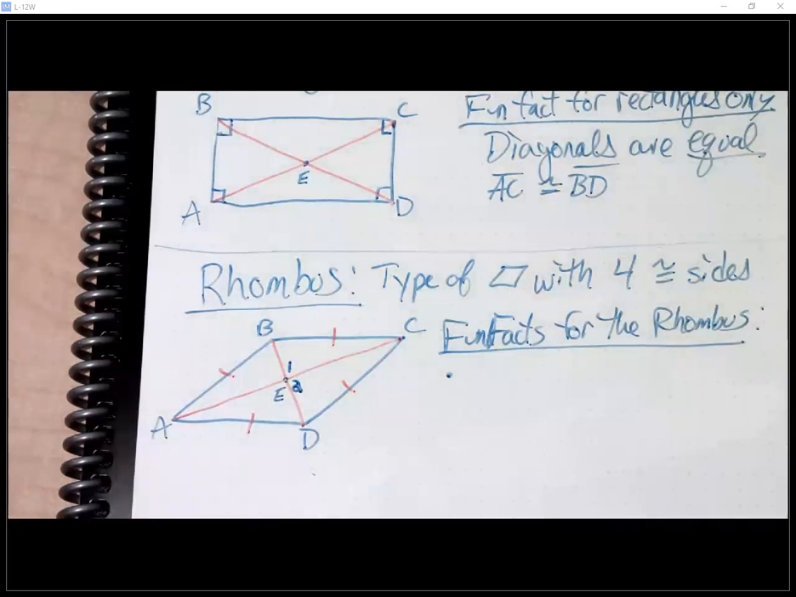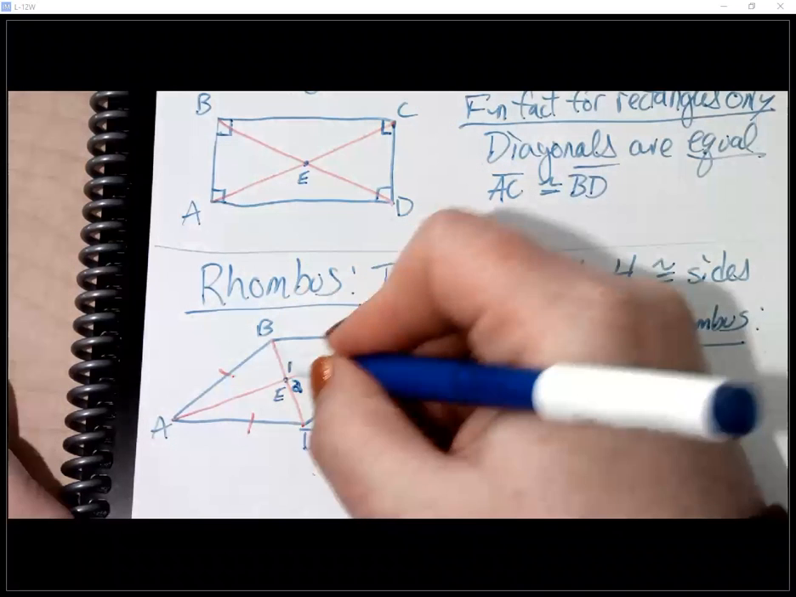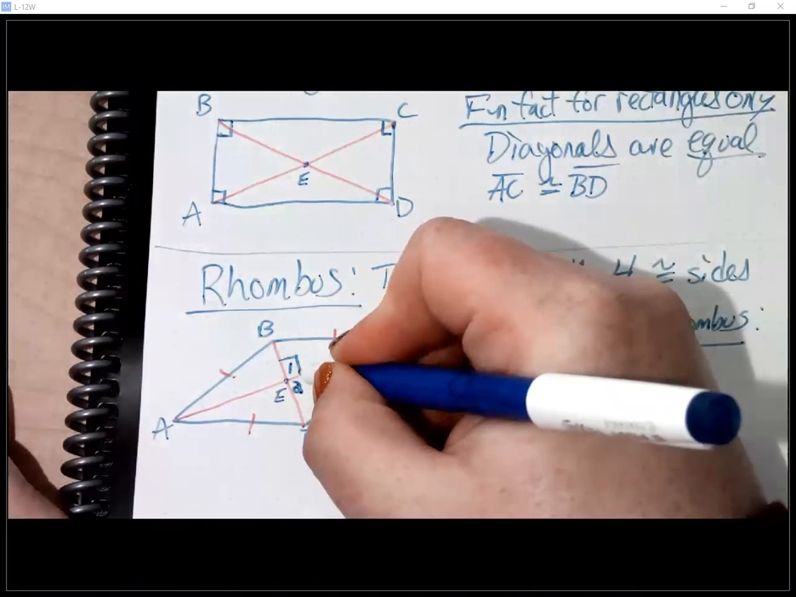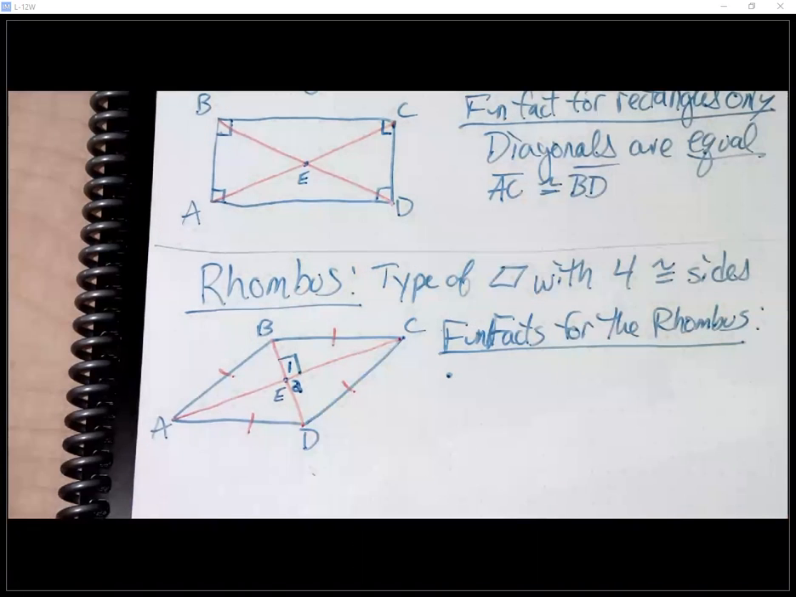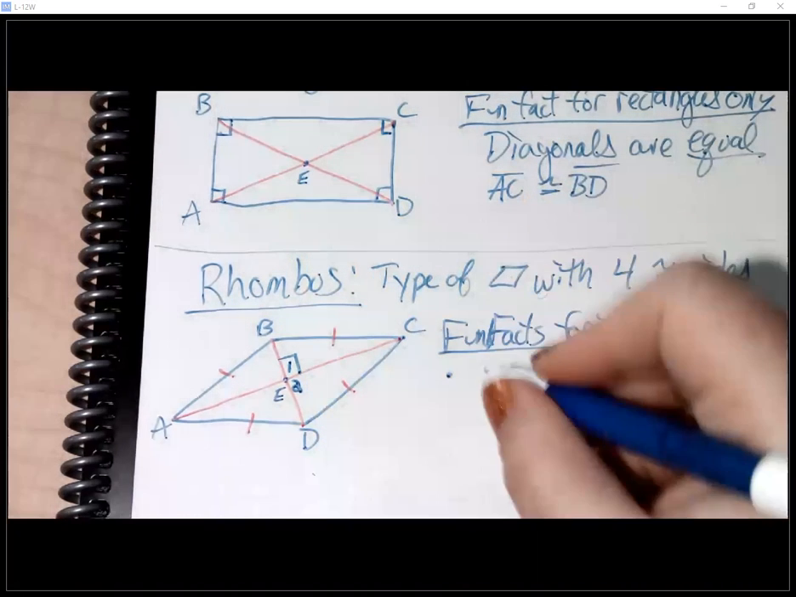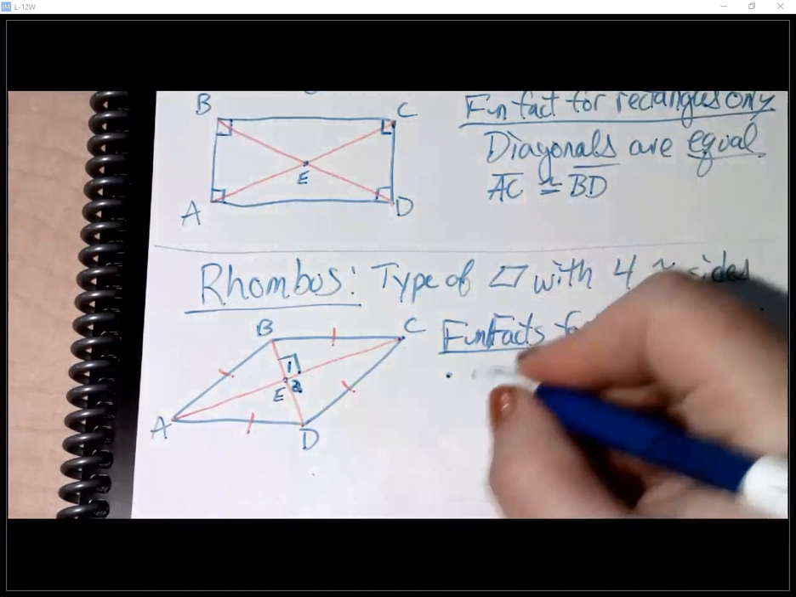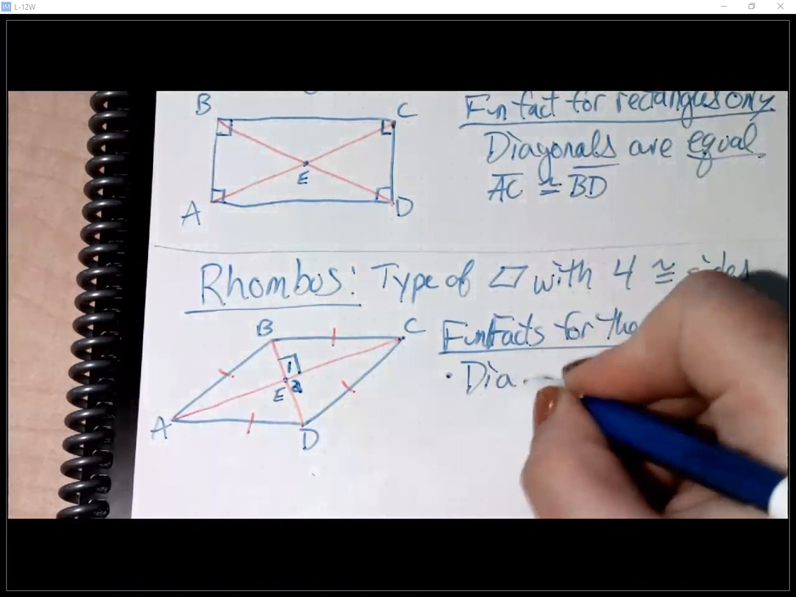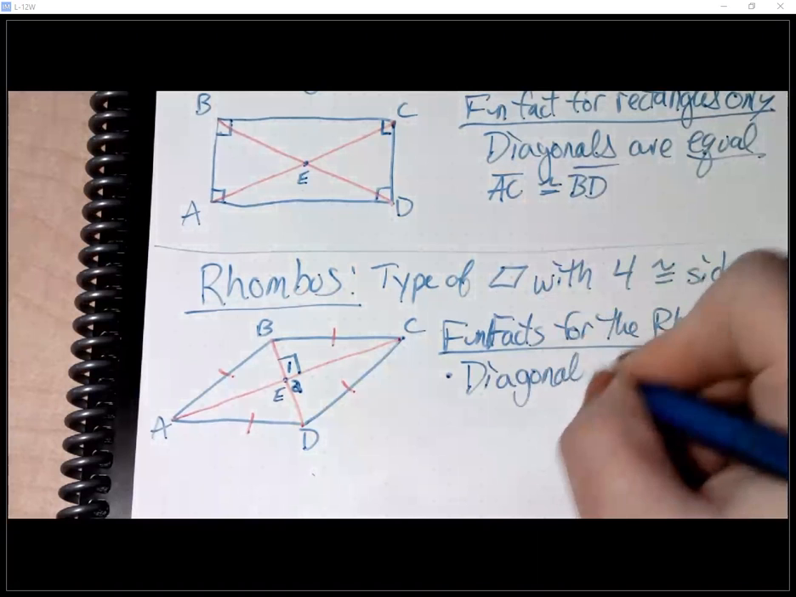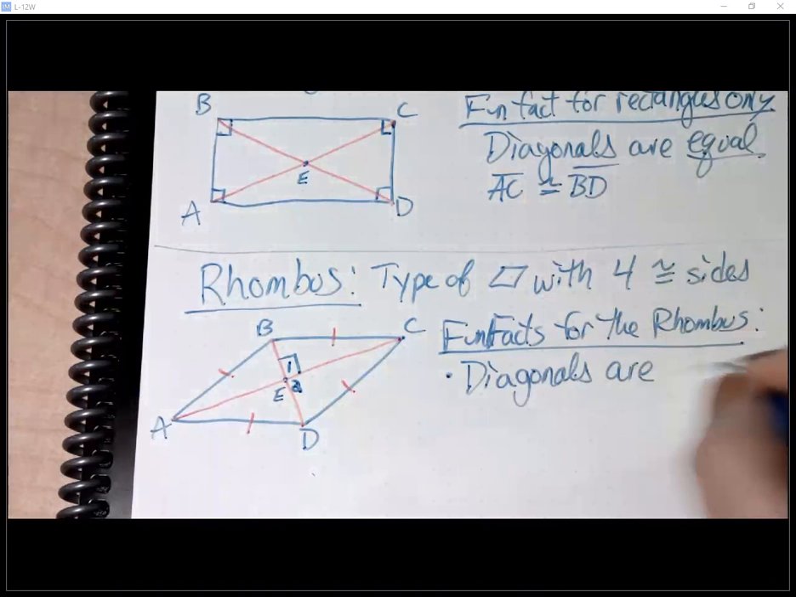So what does that mean? That means diagonals in a rhombus are always perpendicular. Always. So that's his fun fact. Well, one of them. Diagonals are perpendicular.